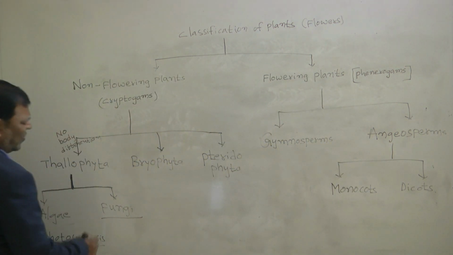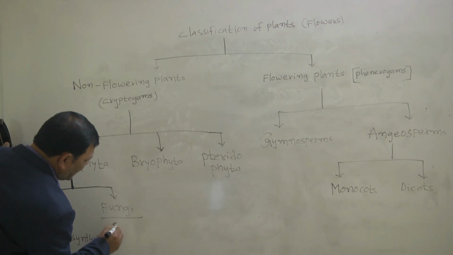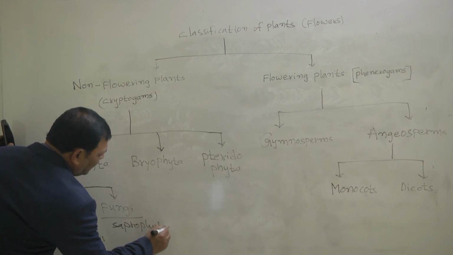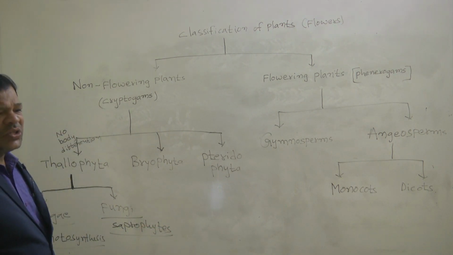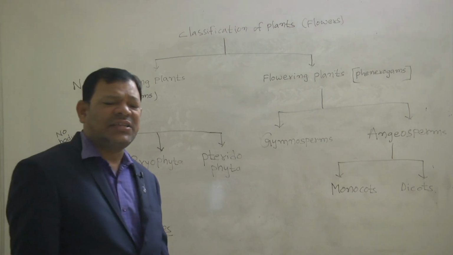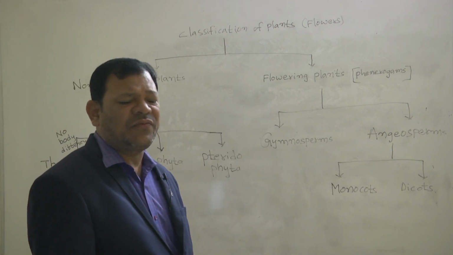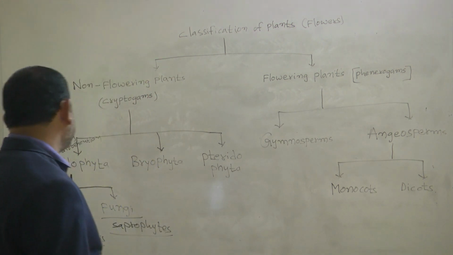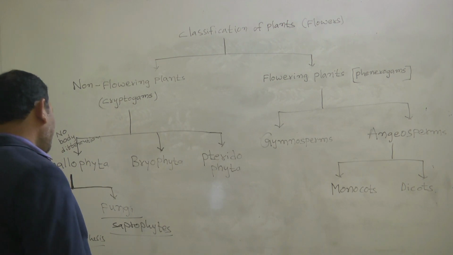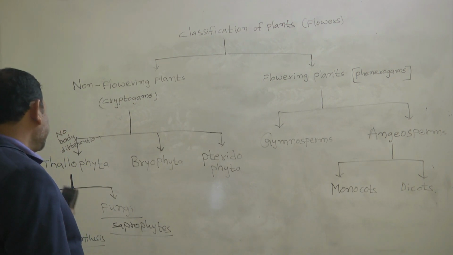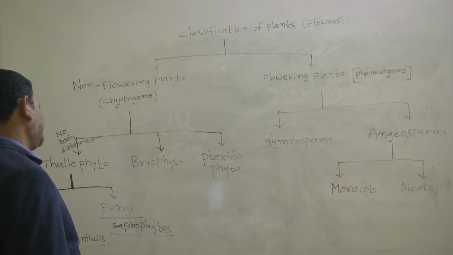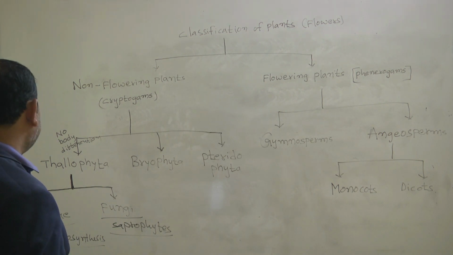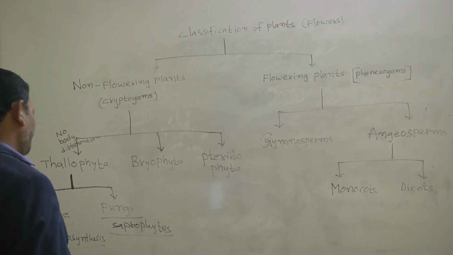Fungi show saprophytic nutrition. Saprophytes release digestive enzymes. They absorb nutrients from outside of the body, from dead and decaying organisms. They take nutrients by saprophytic nutrition. There is no body differentiation. Thallophyta is again classified into two types: one is the algae and another one is the fungi.